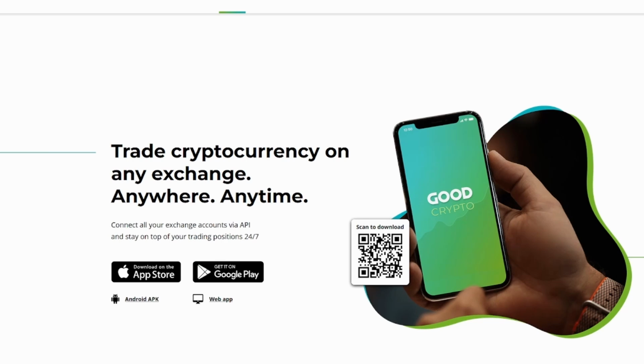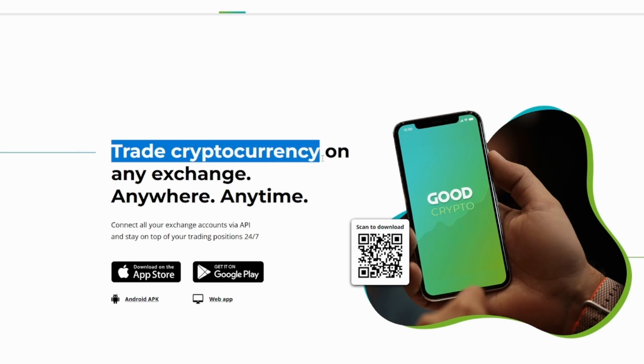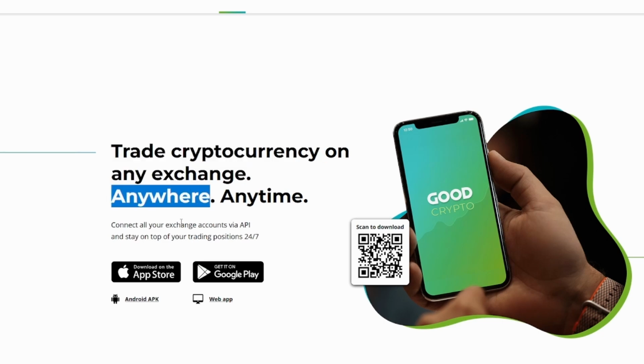Today we're going to be jumping into GoodCrypto.app and showing you guys what GoodCrypto brings to your crypto portfolio and how it can allow you to actually advance your game in the crypto space. So the first thing we're going to see here is trade cryptocurrency on any exchange, anywhere, anytime.